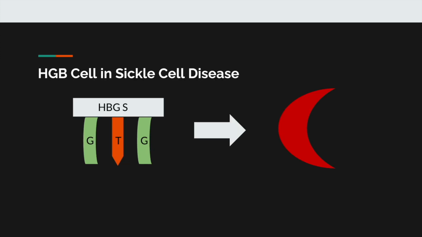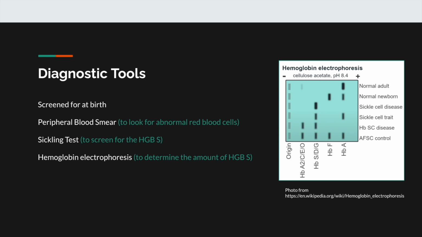Looking at the hemoglobin cell in sickle cell disease, this hemoglobin S, you can kind of remember S as in sickle. It looks like crescent shape, almost like a half moon. These are the cells that are found in sickle cell disease. They are typically more stiff and rigid and not able to carry as much oxygen because they're like half the size. So for diagnostic tools, sickle cell disease is screened for at birth.